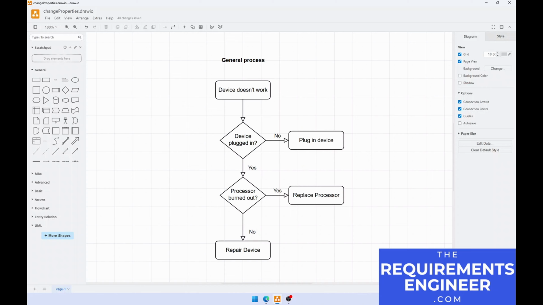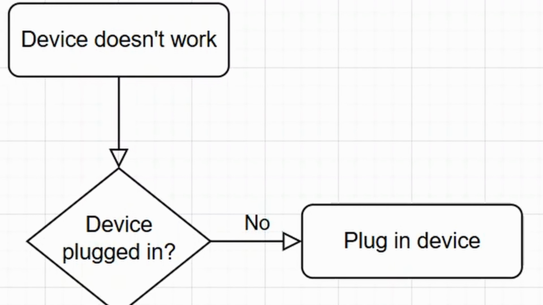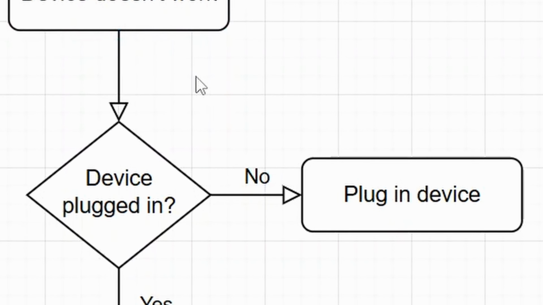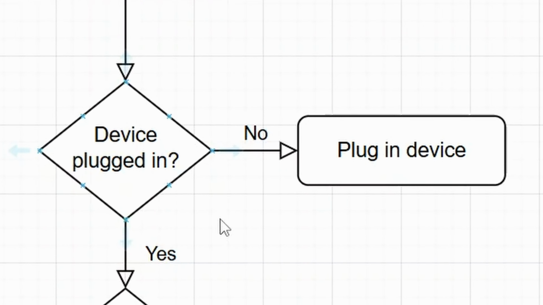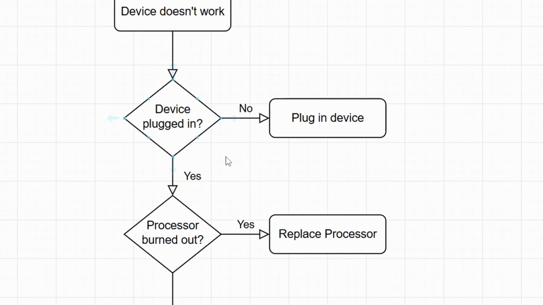Step 1. I open my drawio file. In this example, I already have a simple process diagram on the canvas. The diagram contains tasks and decisions. For example, the process starts with a device that does not work. Then the model checks whether the device is plugged in. After that, the process continues through decisions and repair steps.